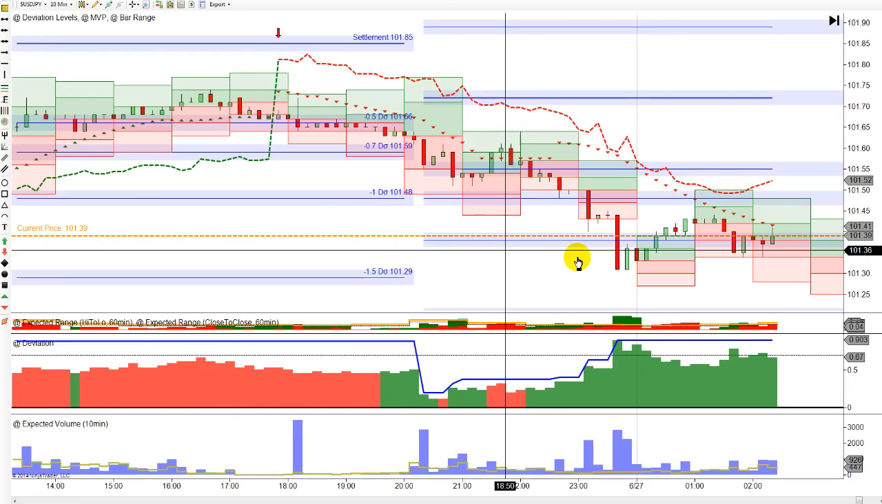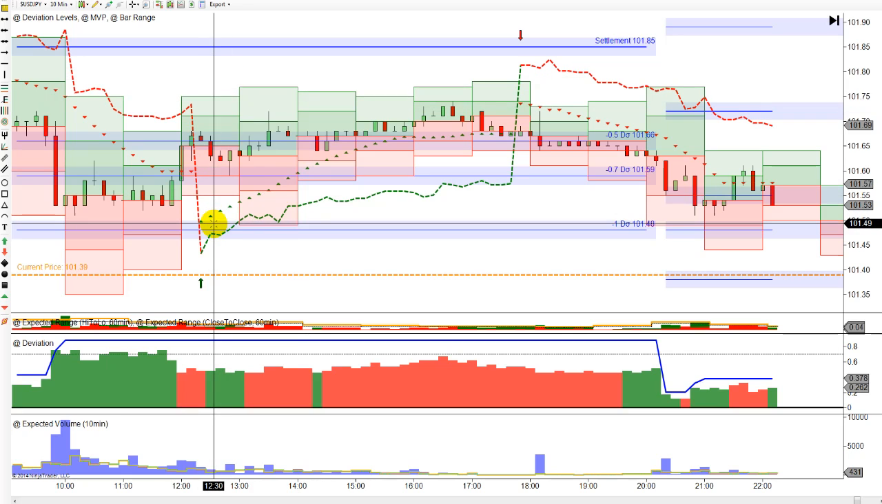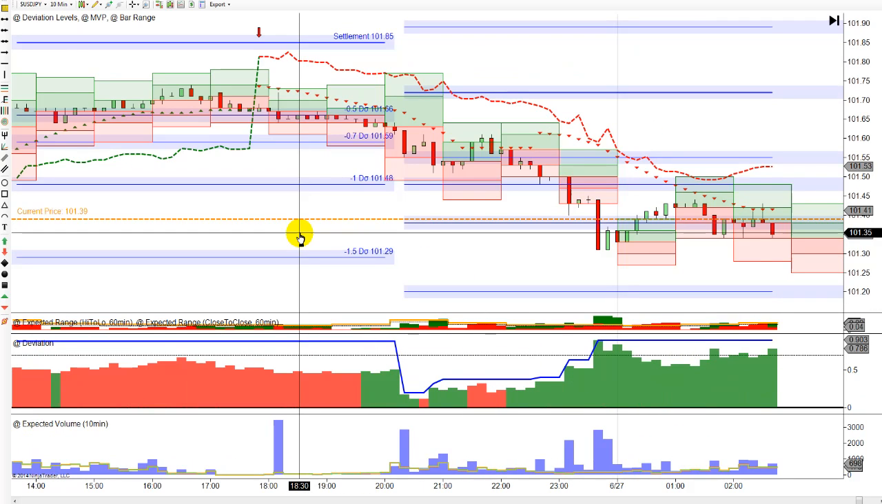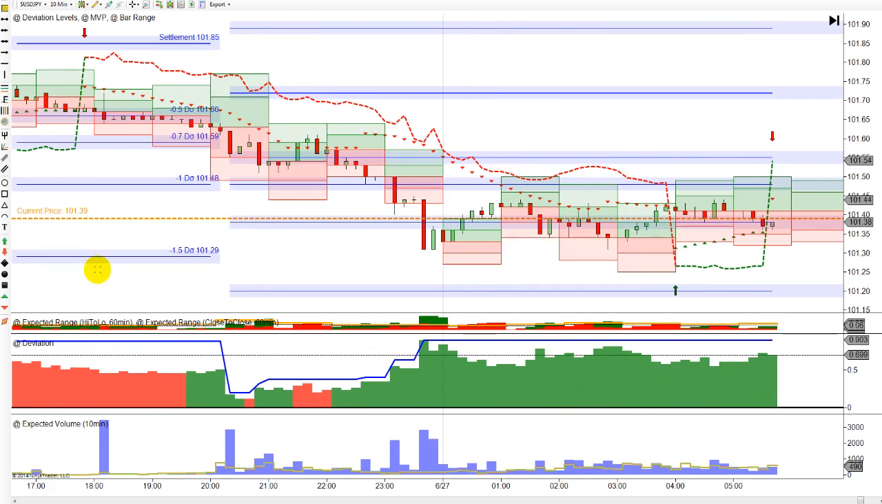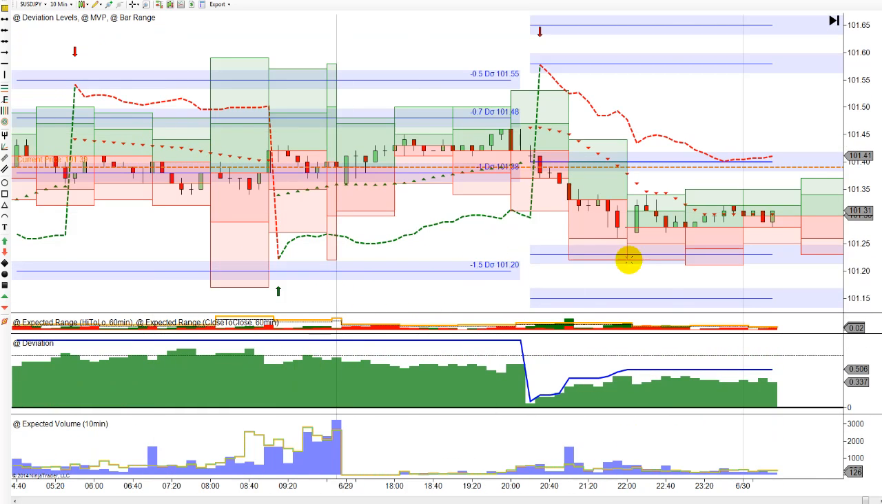So probably the only caution I would add is, if you get a signal right at the top or bottom of an expected range, obviously that means the range is probably pretty burnt out and it probably is not going to keep going. So I'd use caution then. But most of them don't actually happen that way. They happen somewhere in the middle.